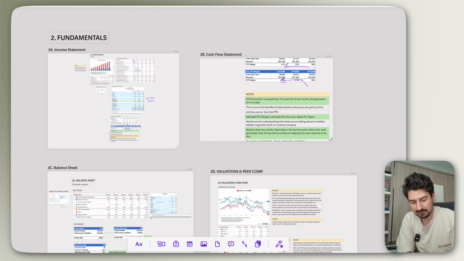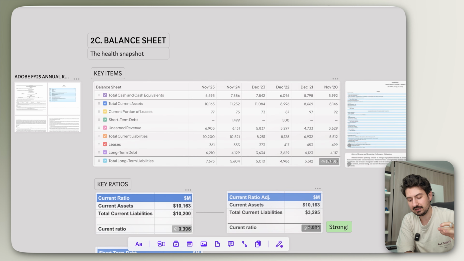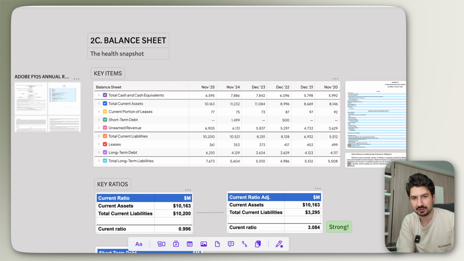So now let's look at the balance sheet. The balance sheet is like the health snapshot. Income statement is the story, cash flow is the lie detector, and balance sheet is the health snapshot. It's like when you go and get your blood tested and it tells you how healthy you are in the moment.